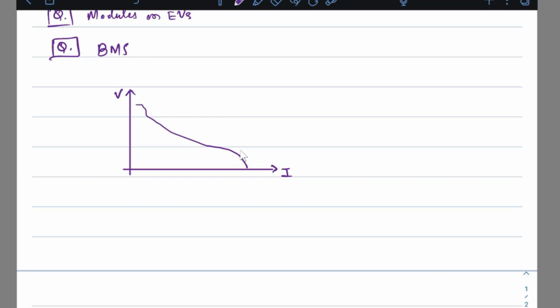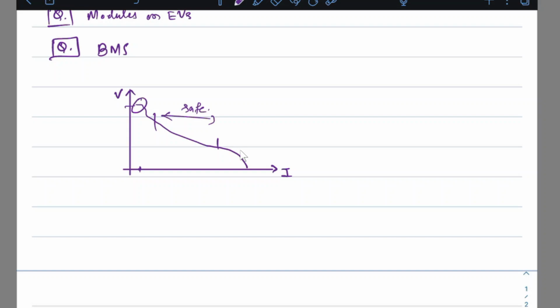Okay, something like this. Initially your voltage will be very high when there is no load, no current being drawn, right? This area is where you are safe to operate. So the idea battery management systems use is essentially to make sure each cell is operating in its safe operating region. This would ensure that the battery lasts longer.